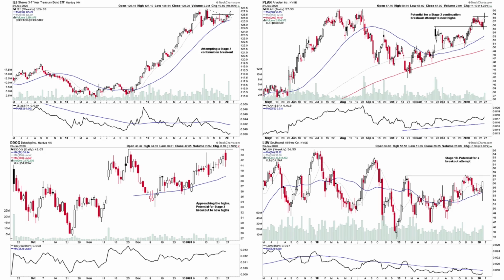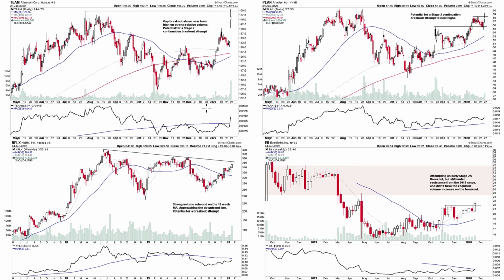What else have we got tonight? So I wanted to include a few of the stocks that popped up in my watch list this week as well, over the weekend scans. So I've got TEAM, which is Atlassian. It had a gap breakout above this near-term high on strong relative volume, so there's potential. It didn't quite make it above the high, consolidated, so it could need to consolidate for a while longer again, or it could continue higher because obviously there's strong relative volume here, but we'll see.